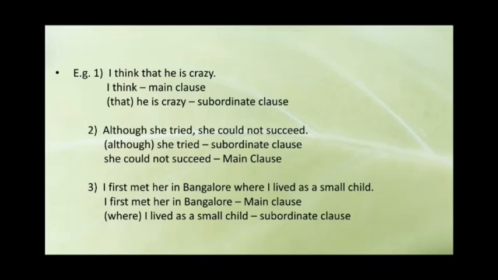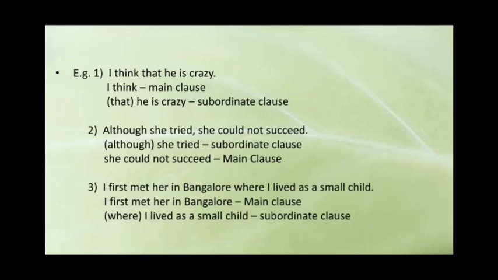Okay, so this becomes the first part. And the second part is where I lived as a small child. So now we need to see which one is the main and which one is the subordinate clause. When we read the first part, I first met her in Bangalore, after reading this, we can think that it can stand on its own. That means this part of the sentence is independent. It does not require any other part.